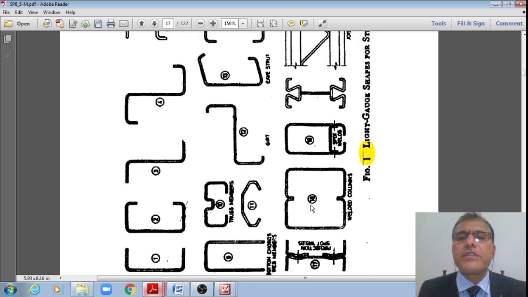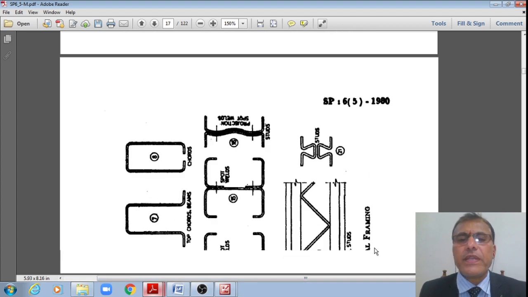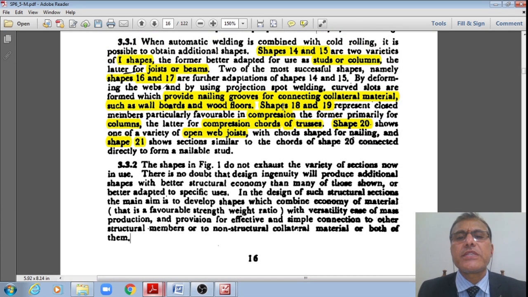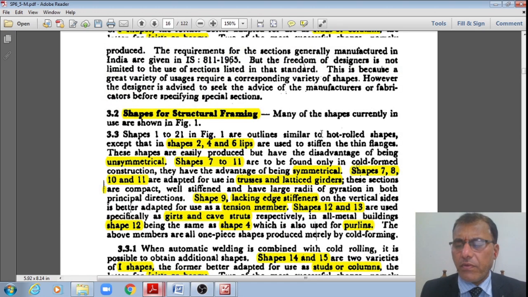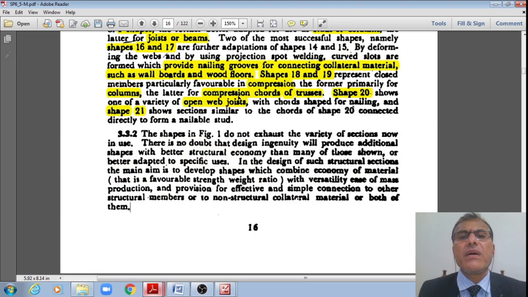Now coming to shapes 18, 19 onwards, where these can be used, the code says that shapes 18 and 19 represent closed members particularly favorable in compression, the former primarily for columns, the latter for compression cords of trusses, right? This is purely for compression, because this is now a box section, whereas this is for the compression cords of the truss, right?